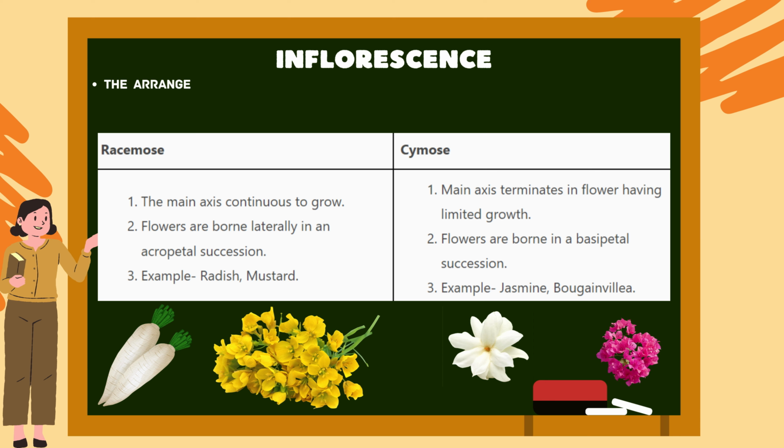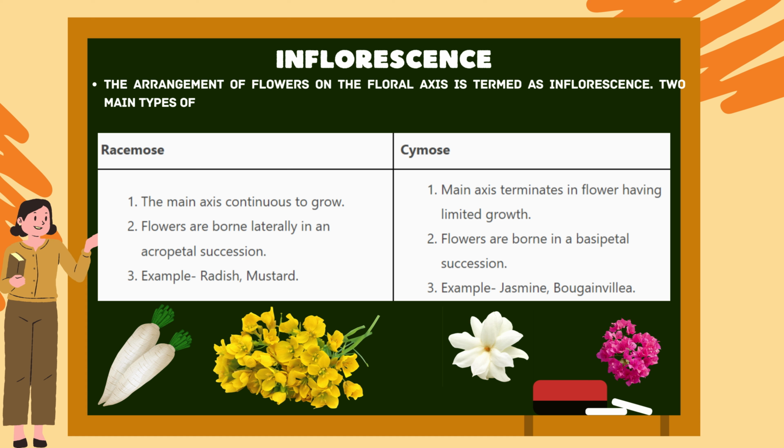Inflorescence. The arrangement of flowers on the floral axis is termed inflorescence. Two main types of inflorescence are racemose and cymose. Now we will discuss racemose and cymose in detail.